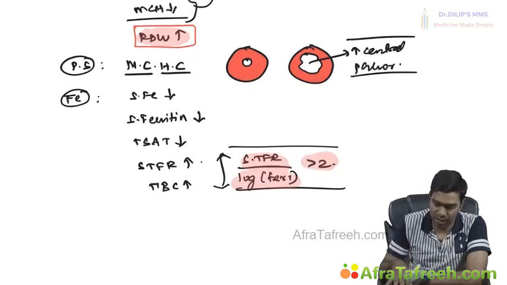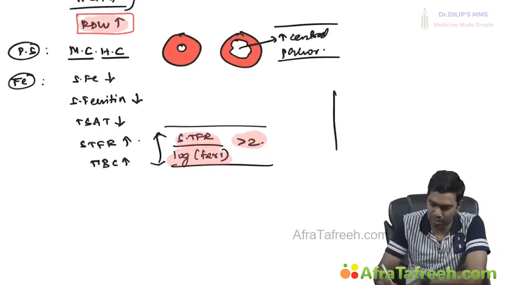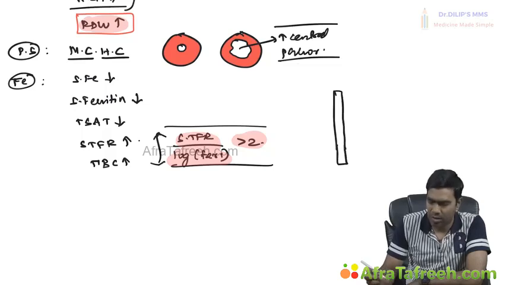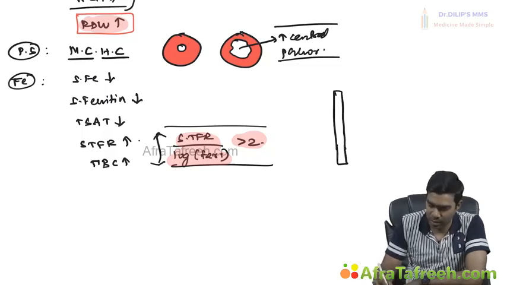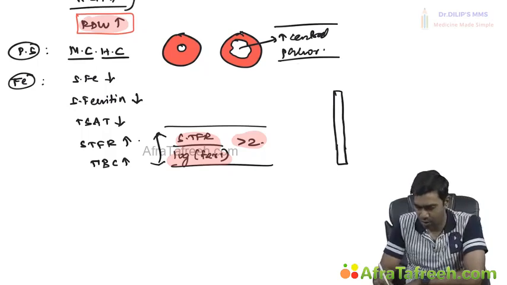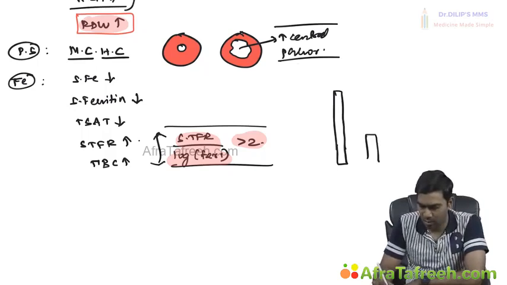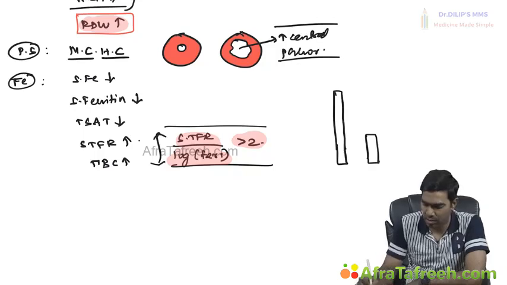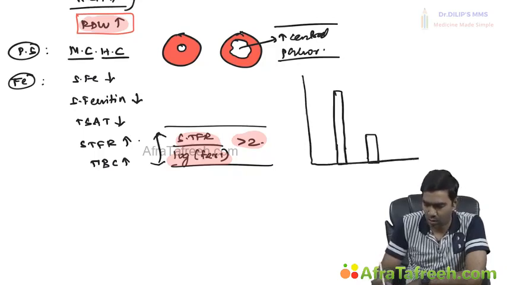Apart from that, these are very important facts, because in iron deficiency anemia, let us assume this is the stores of a normal. So if you take this is the normal and this is the stores. Let us assume these are the stores.